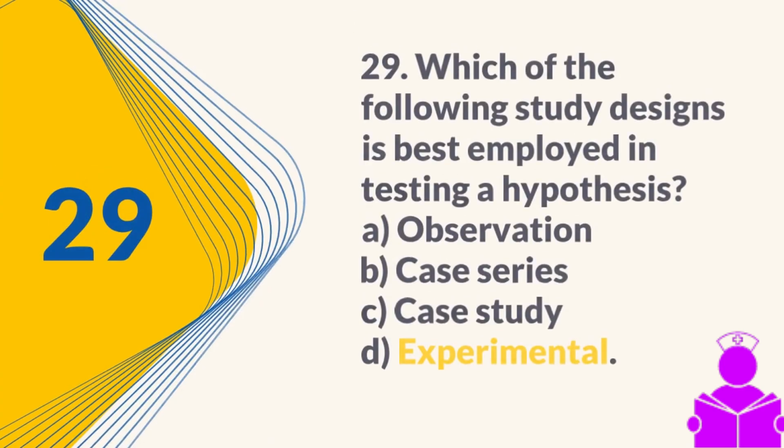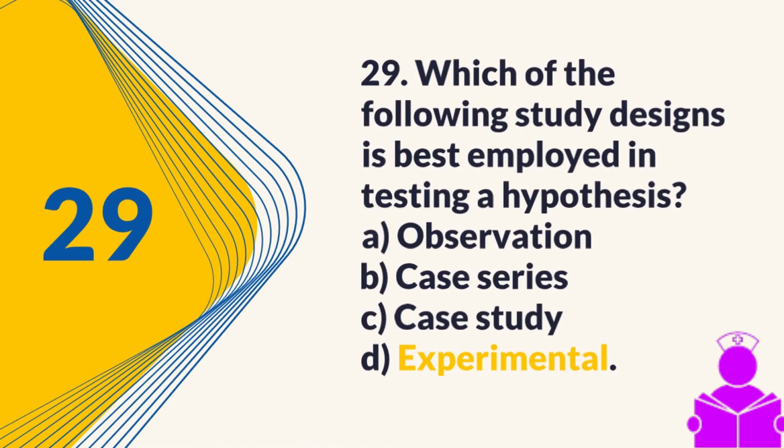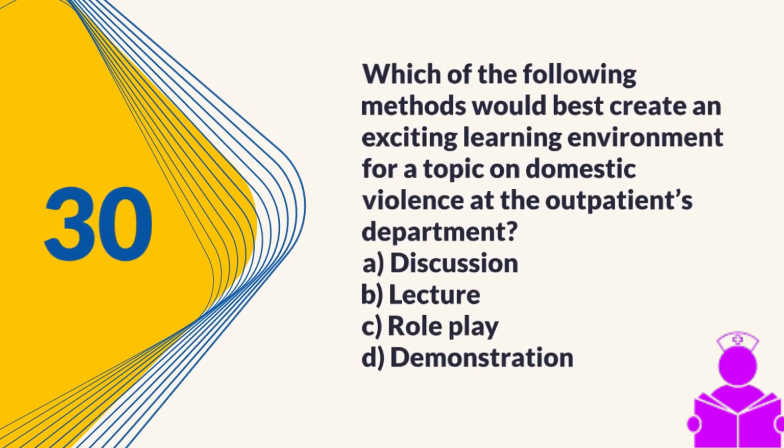Answer, D. Because experimental designs involve manipulating an independent variable to observe its effect on a dependent variable and allow for testing hypotheses about causal relationships. Options A, B, and C are observational or descriptive study designs that do not involve experimental manipulation of variables for hypothesis testing.